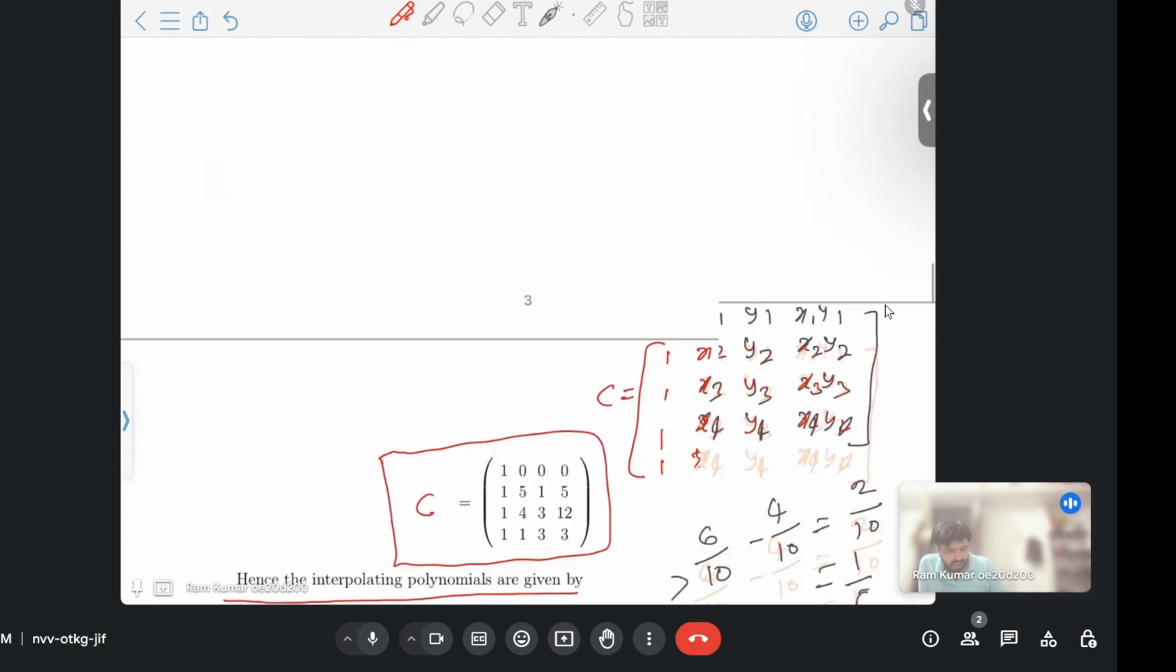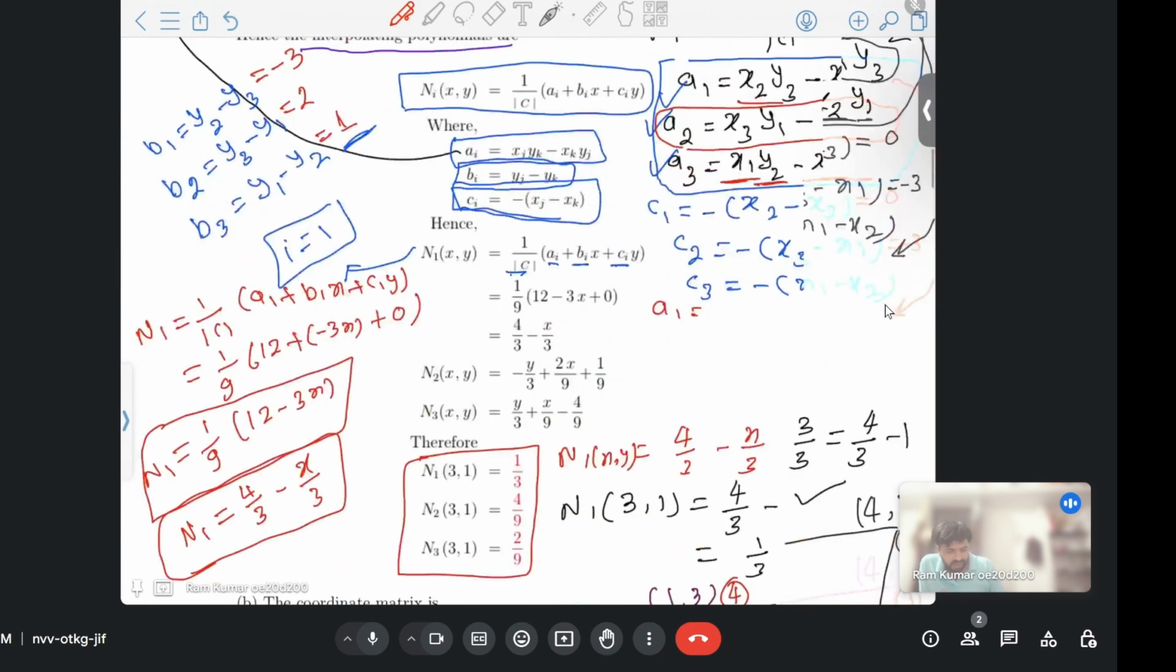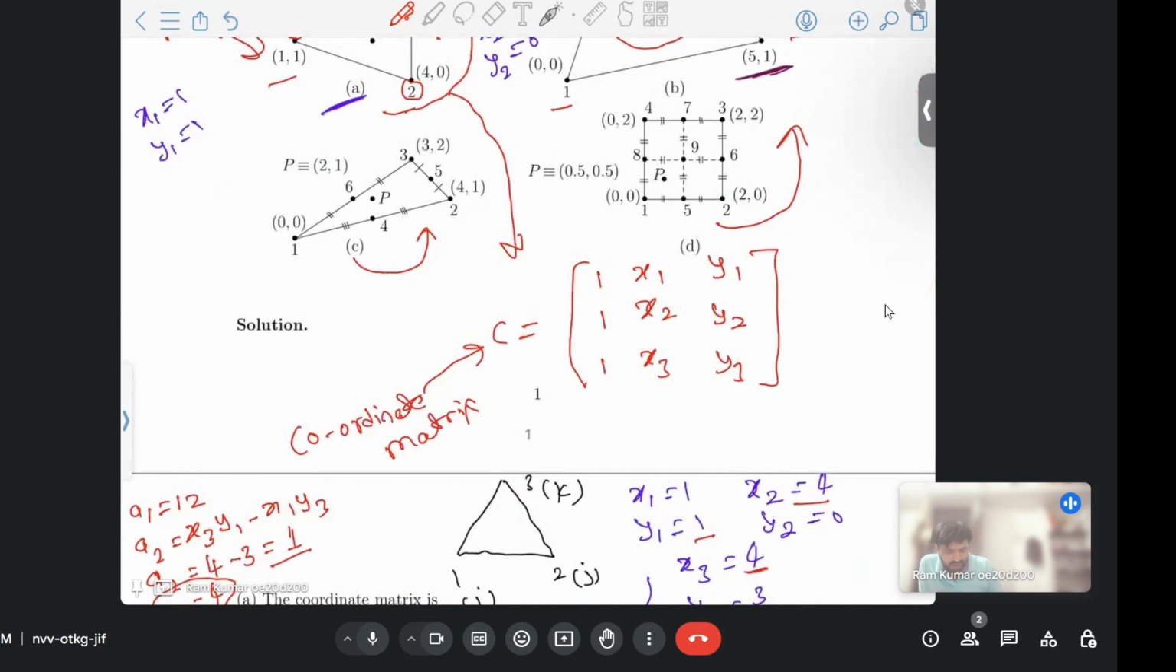Similarly, now we are going to solve this for the 6 node triangular element. This is node 1, 2, 3, 4, 5, 6. It has 6 nodes. And similarly, we are going to solve. First, we are going to find the coordinate matrix.